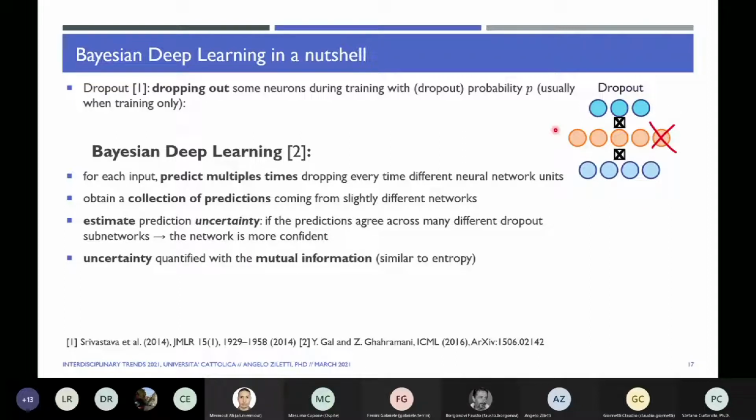And you can quantify this, based on information theory, with mutual information or predicted entropy, which is how disordered these predicted probabilities are. And it has been proven that using dropout, dropping these units, actually approximates variational inference. So that's what Yarin Gal did.